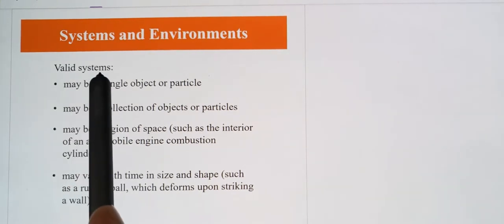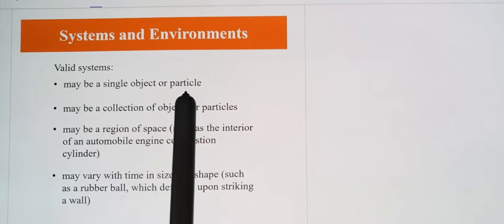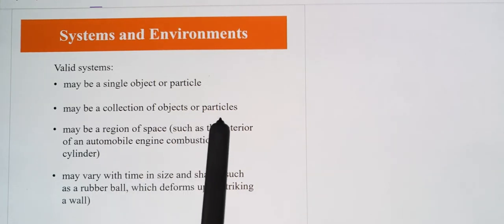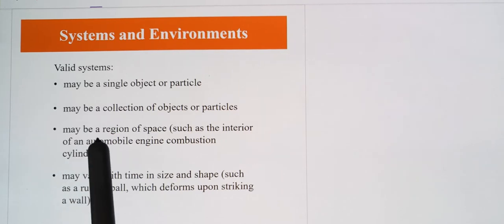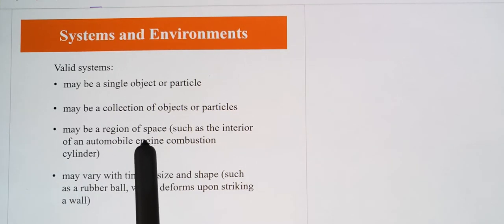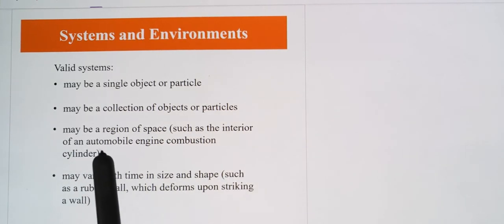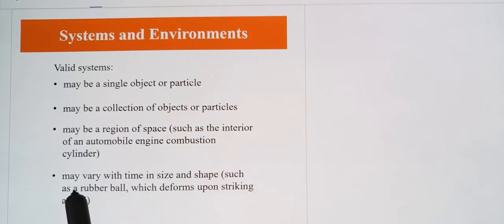So a system could be a single object or a particle, could be a collection of objects or particles, could be a region of space, not the whole space, just a region of space. For example, the interior of an automobile engine. And it may vary with time in size and shape.